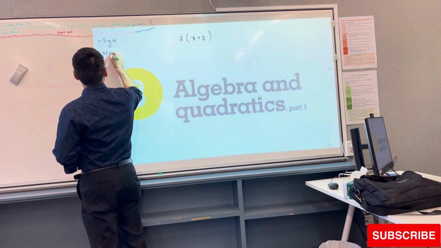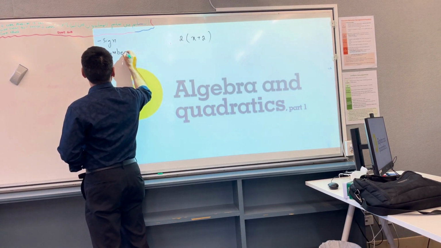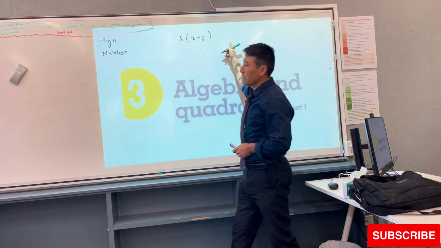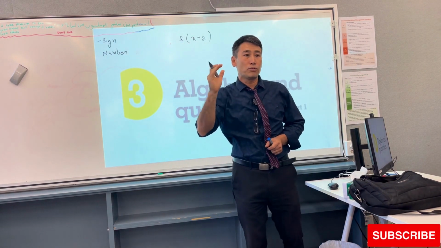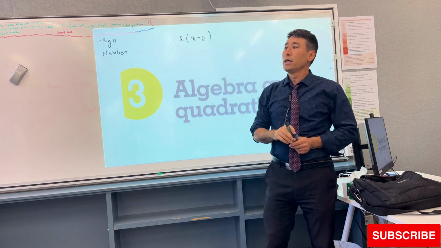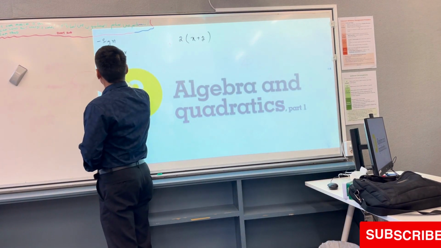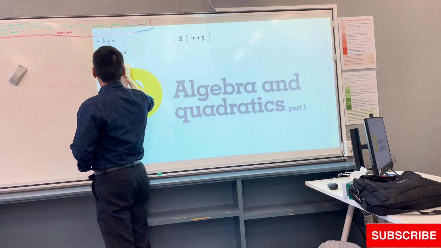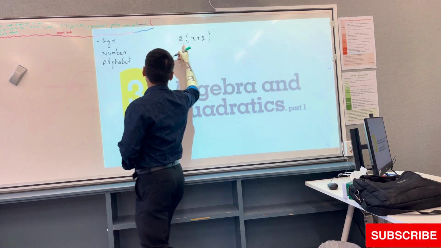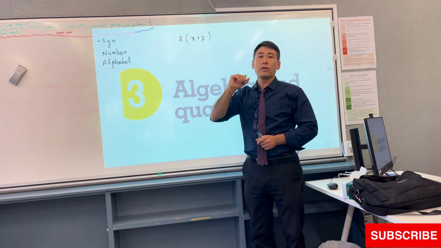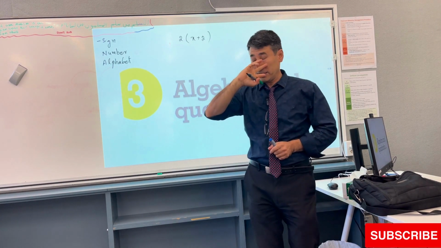Number two, number. If you have any number outside the bracket, you need to apply that number inside the bracket with each individual term, okay? Now, number three, alphabet. If you have any alphabet, apply that inside as well. I'll give you an individual example of each of them.